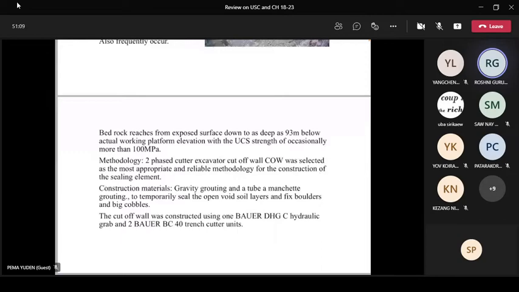Methodology: the two-phase cutter excavator cut-off wall was selected as the most appropriate and reliable methodology for the construction of the sealing element. The construction materials: gravity grouting and tube-à-manchette grouting are used to temporarily seal the open void soil layers and to fix the boulders and big cobbles. The cut-off wall was constructed using one Bauer DHGC hydraulic grab and two Bauer BC40 trench cutter units, and Bauer is drilling equipment.